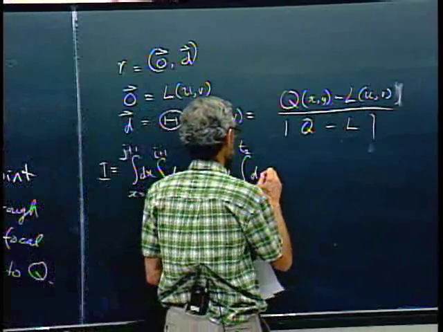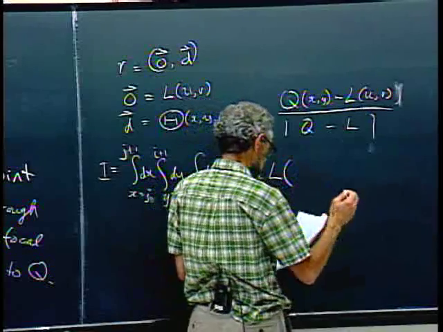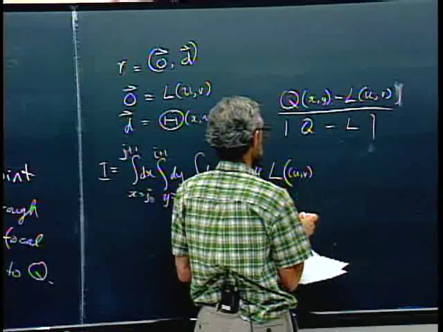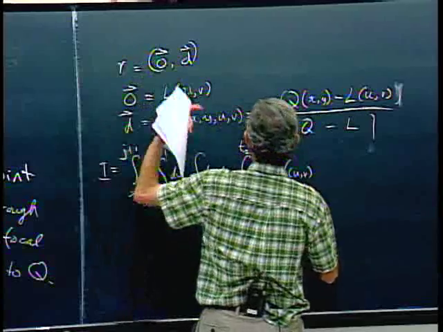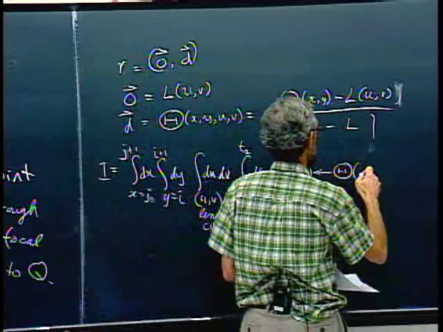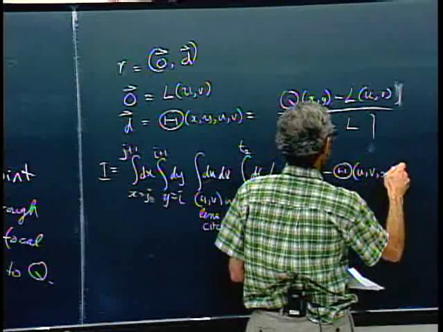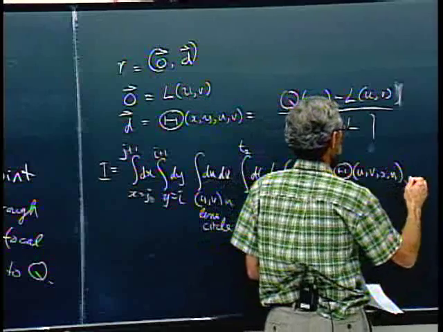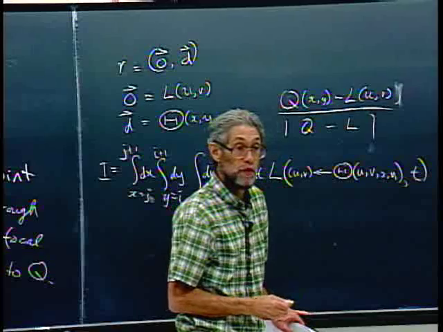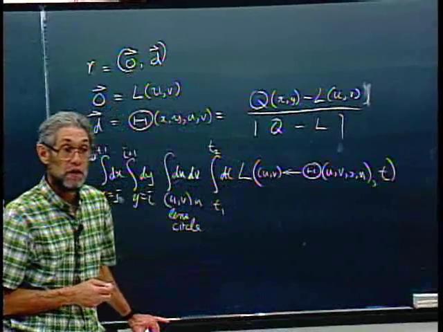So what are we looking at then? We're looking at the light hitting the point uv on the lens. That's the origin of this ray from direction theta of u v x y. And that light depends on the environment, and the environment depends on the time, because we're moving the objects. And so this is a 5-dimensional integral.